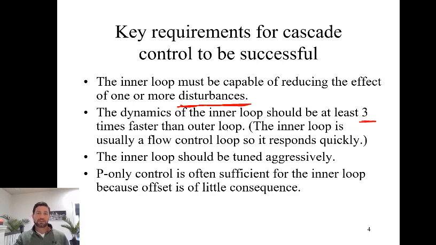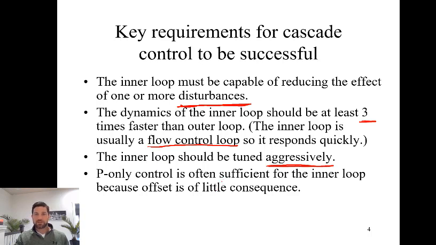So the inner loop is often a flow control loop. Oftentimes when the primary control element is a valve or a control valve, the control valve is cascaded. In this case, the inner loop can be tuned aggressively. What this means is that whenever there's a change, the inner loop can be very aggressive. And it can also be P-only control, because the inner loop is just trying to get us to respond before the process changes too much.